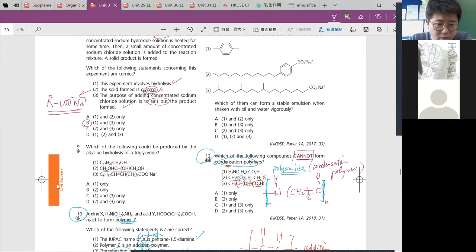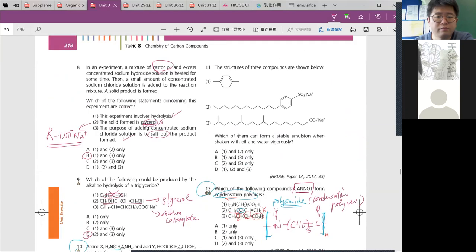Now, so this part, what is that? It is glycerol. Well, this one, it is sodium carboxylate. It is an alkaline hydrolysis product of oil, but we cannot find this. Okay, question 9. Any questions?